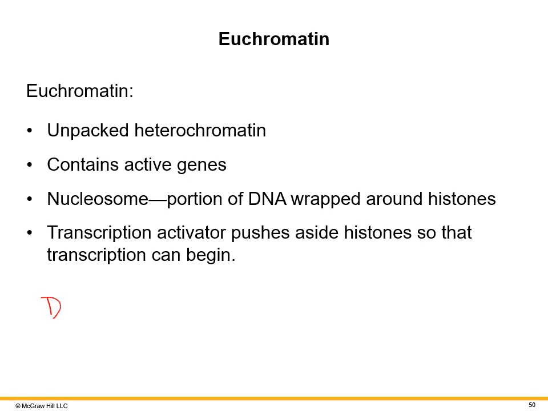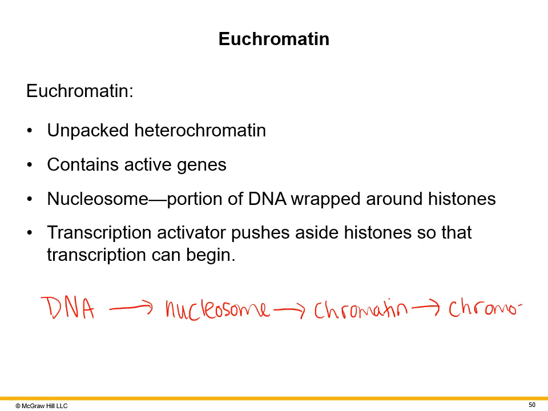So if I draw out the order of DNA being wrapped around, DNA is going to start, and next we have DNA wrapped around the histones, which is the nucleosome. And when the nucleosomes group together, they form the chromatin. And when the chromatin packs together, they form the chromosome. So this is the level of organization from the DNA to the chromosome.